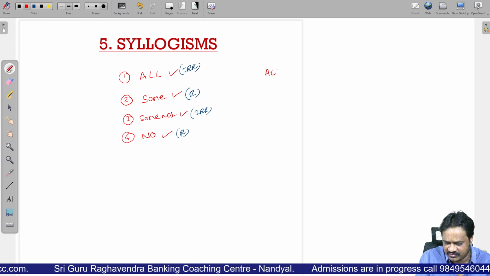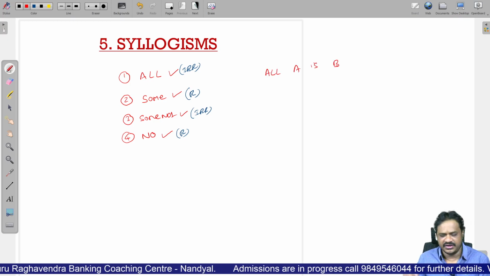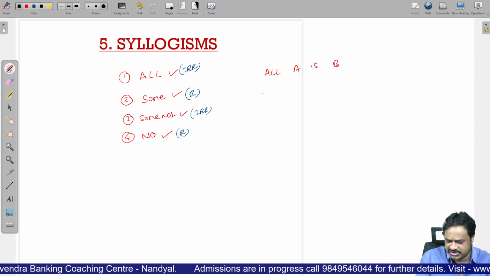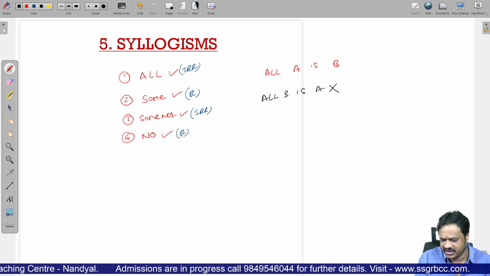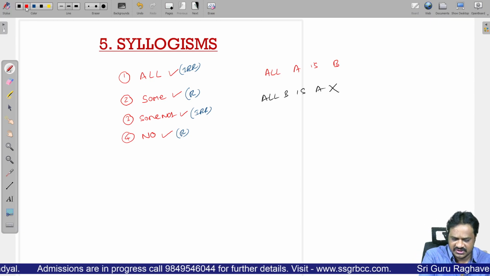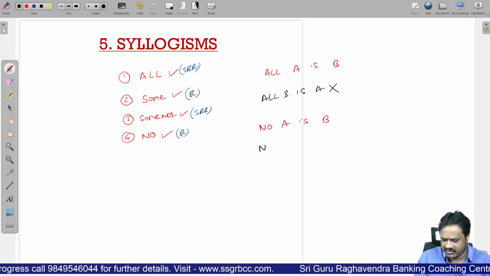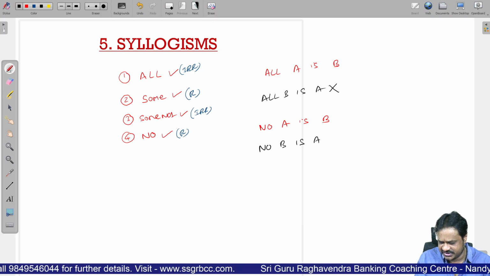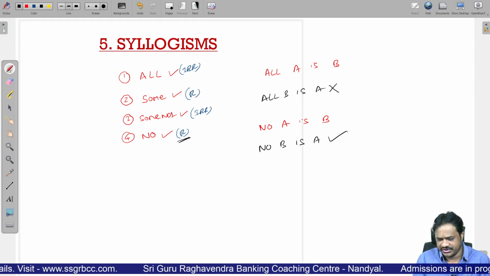So what is the meaning of reversible and irreversible? For example, all A is B is given. If in the conclusions it is given all B is A, it is definitely wrong. Why? Because all is an irreversible statement. The same example, if it is given no A is B in the question and our answer is no B is A, that one is definitely correct. Why? Because no is reversible. We can reverse no.